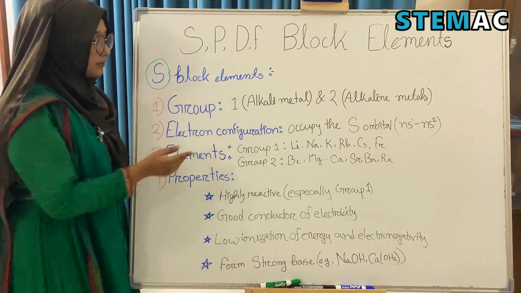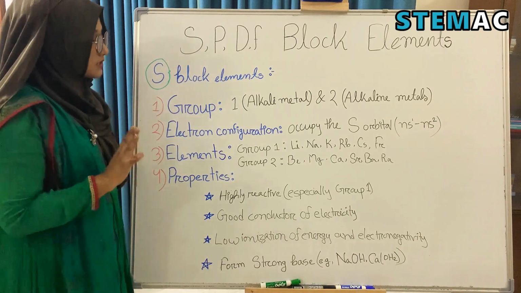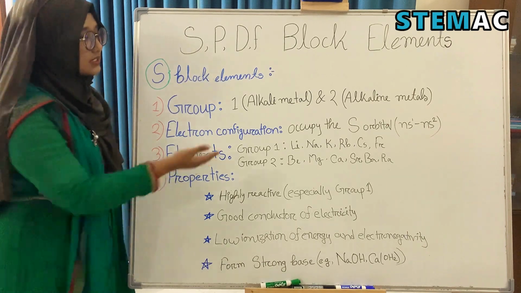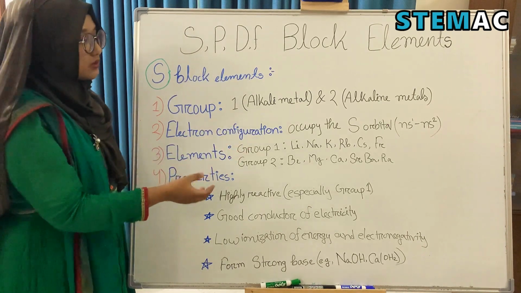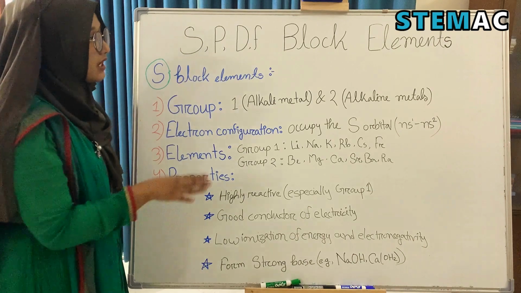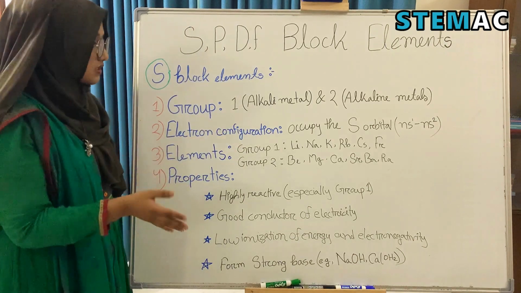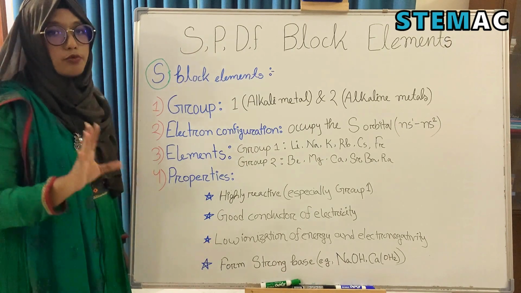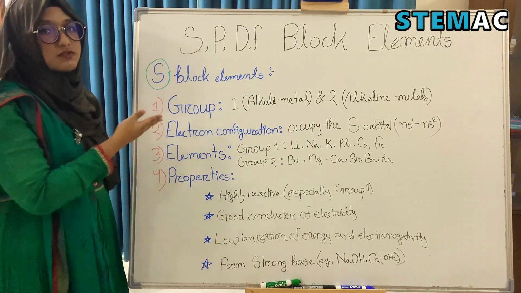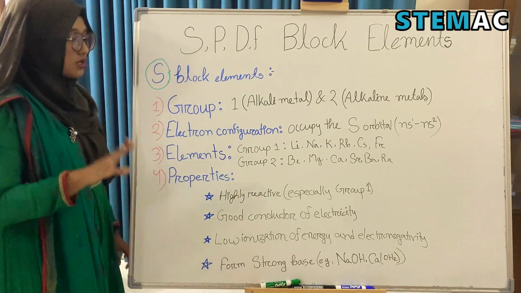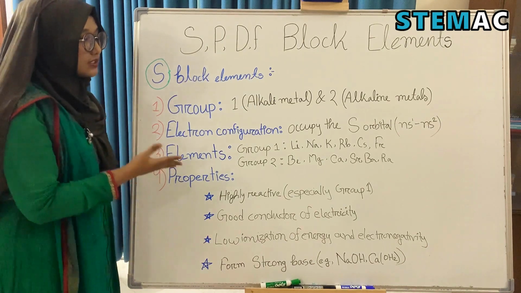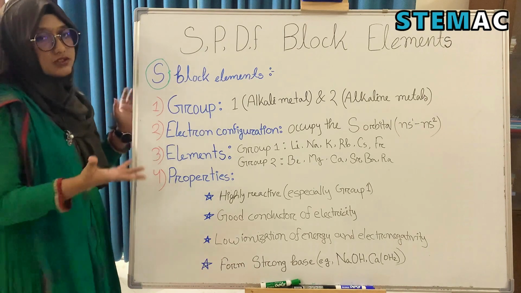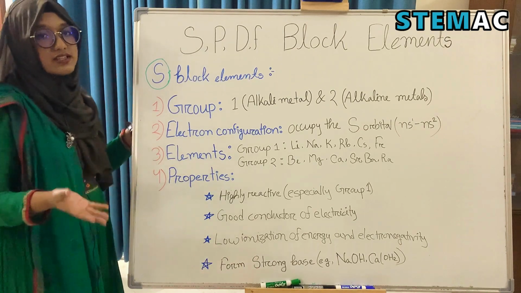Here, S block elements are present in group 1 and group 2. Group 1 is the alkali metals, and group 2 is the alkaline earth metals. So those are the alkali and alkaline metals for group 1 and 2, and this is for S block elements. Secondly, electron configuration: they occupy the S orbital. Why do they occupy the S orbital? Because they are S block elements.